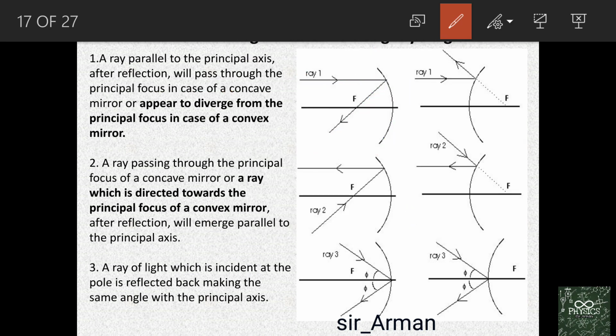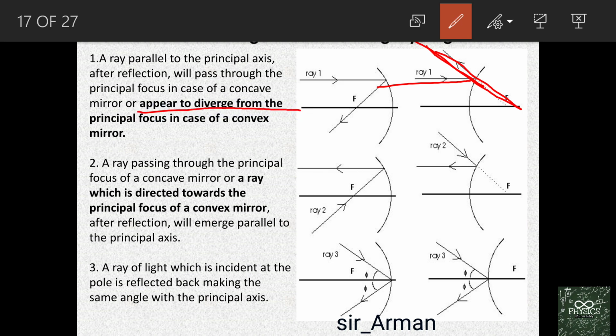But if we have a convex mirror, it's a diverging mirror. So all the rays parallel to the principal axis, after reflection, appear to diverge. It seems that they are coming from the focus. See, it appears that they are coming from the focus. This ray, after reflection, is diverging, so it appears that it is coming from the focus. So we can say in case of a convex mirror, the rays parallel to the principal axis appear to diverge from the principal focus.